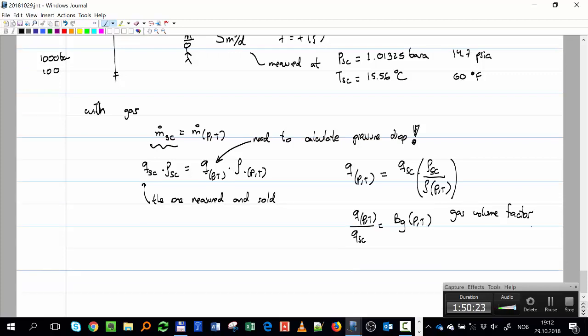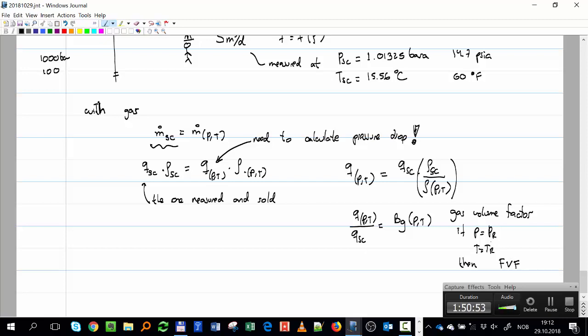I guess you had that before, right? And that volume factor, if P equals PR and T equals TR, is called the formation volume factor. Gas formation volume factor. We are in production, we like to calculate friction or pressure losses at every place, so that's why we want to make it generic at P and T.